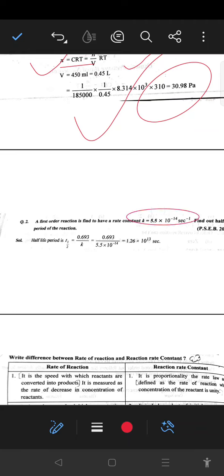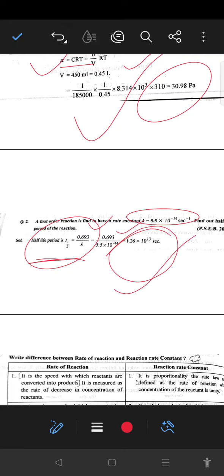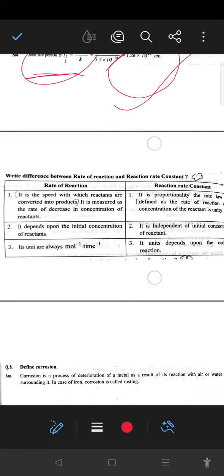Given is, find its half life period. So we will apply the half life period formula, that is T half equal to 0.693 over K, where K is the rate constant. We put the value, solve, and we will get the answer of the half life period.